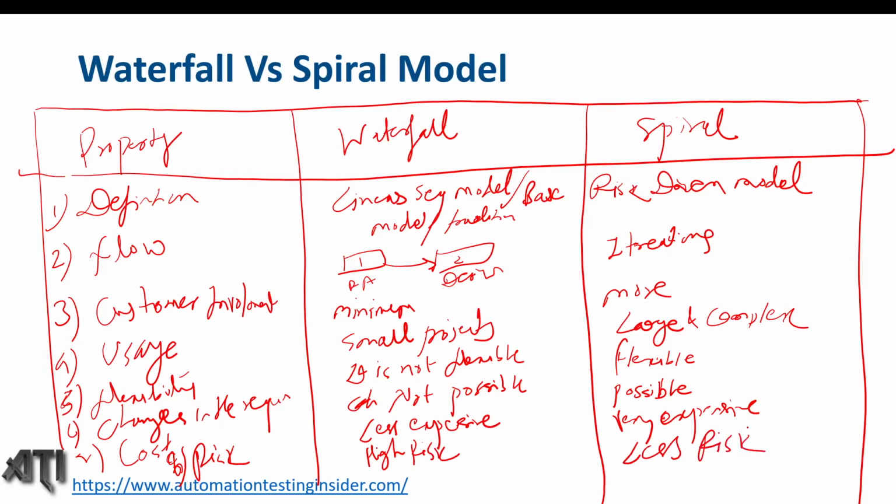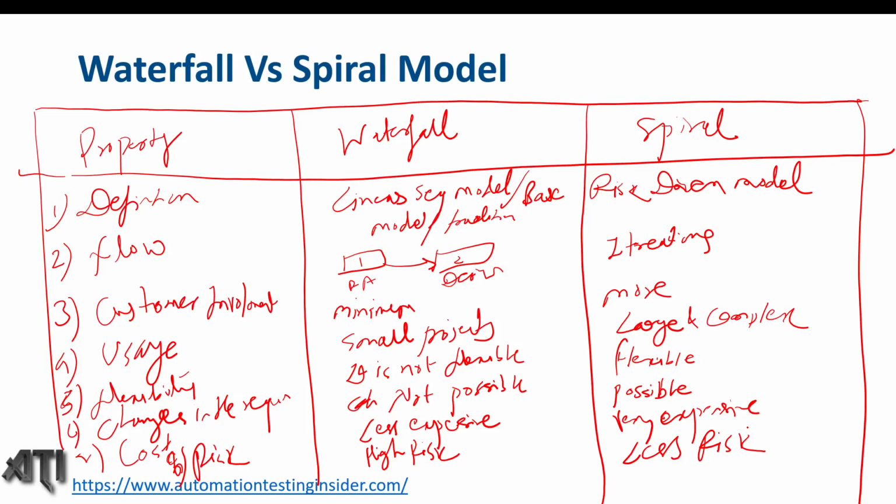Less risk in spiral model. Why high risk in waterfall model? Because we have certain phases, and it's a linear sequential process, and once a phase is done, we cannot come back to the current phase or change the requirements. So risk involvement is high, because if the customer changes the requirement or anything happens in the future, it's a very risky model, I would say.